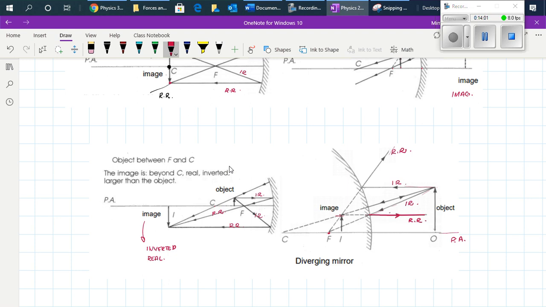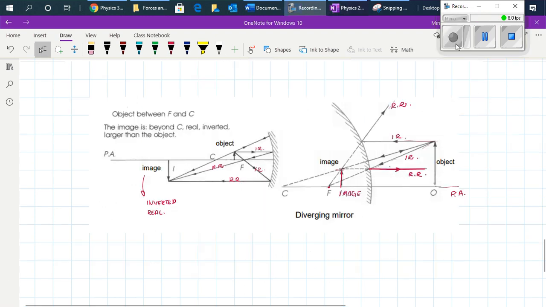And then we have the third rule, which we can easily skip. And then the image that is created here is an imaginary image, and it is smaller than the object, and it is erect, in the same direction as the object. Okay, those are the rules that we apply to figure out what the image is.